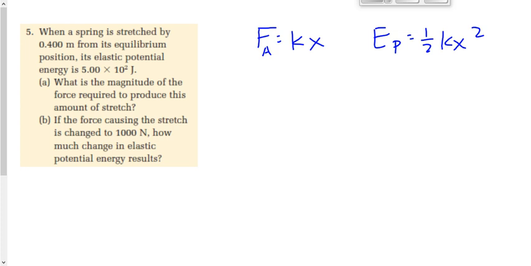We have given to us in this question the displacement of the spring, 0.400 meters. And we have the elastic potential energy is 500 joules, 5.00 times 10 to the 2 joules. We want to find the magnitude of the force that's required to do this. We've only got two equations. What do you want to try first?